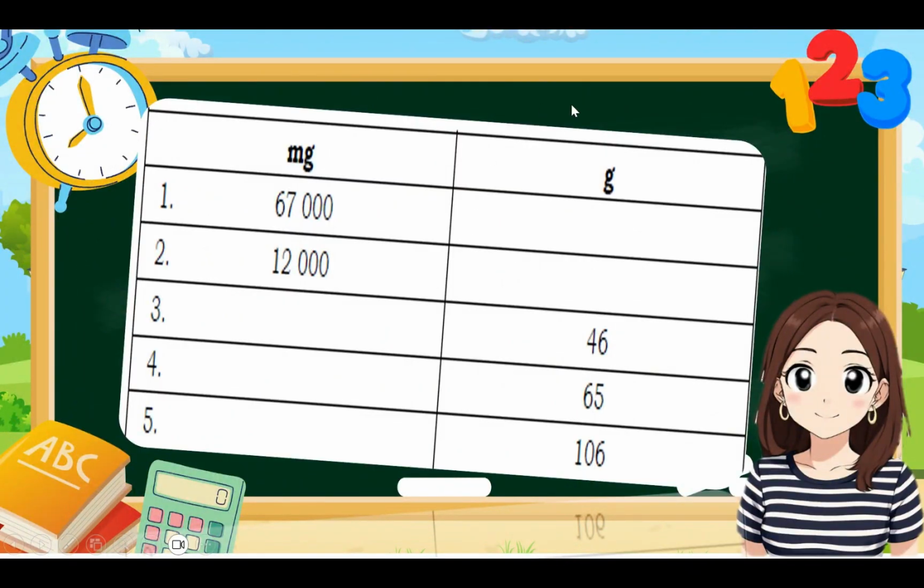Next, milligram to grams for number 1 and 2. For number 1 and 2, we have to convert milligram to gram. So this is a smaller unit to a larger unit, meaning we have to divide it by 1,000. So that means 67,000 divided by 1,000 equals blank. And number 2, 12,000 divided by 1,000, that will give us blank. For number 3, 4, and 5, multiply it by 1,000 because we are converting a bigger unit to a smaller unit, from gram to milligrams.